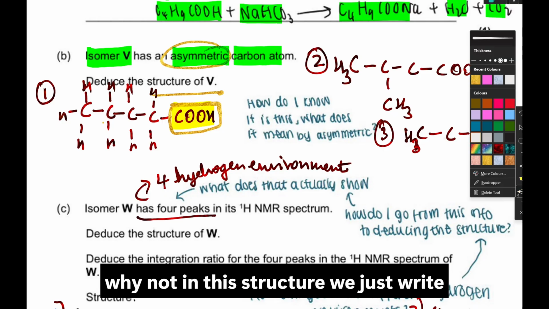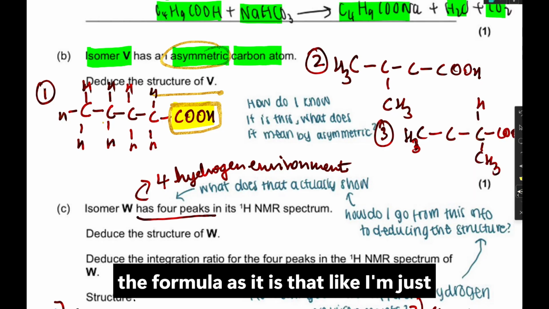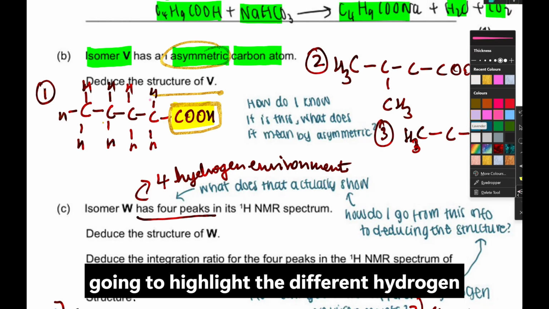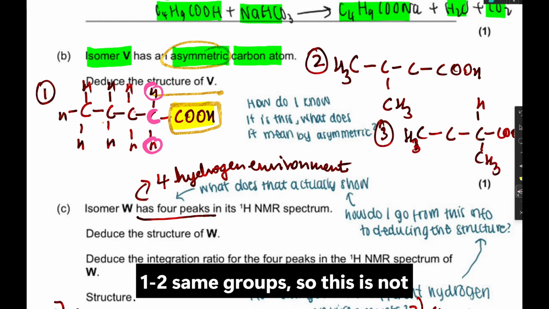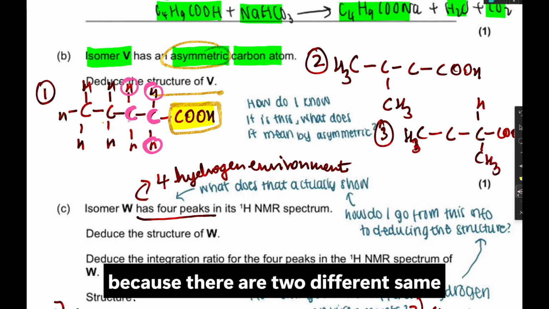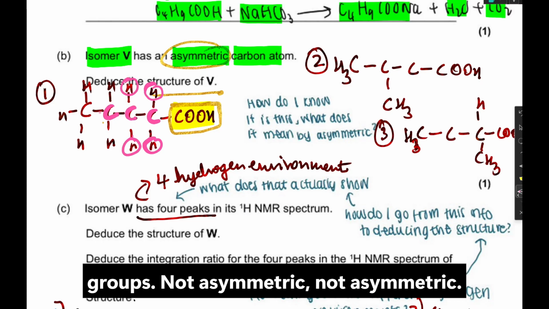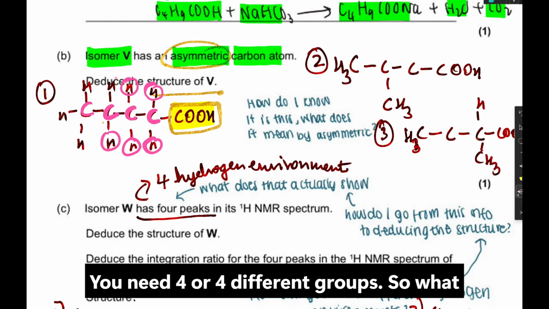Why not in this structure? If you just write the formula as it is, I'm just going to highlight the different hydrogen atoms. So if you see this one and this one, two same groups, so this is not asymmetric. This is also not asymmetric because there are two same groups. Not asymmetric, not asymmetric. You need all four different groups.